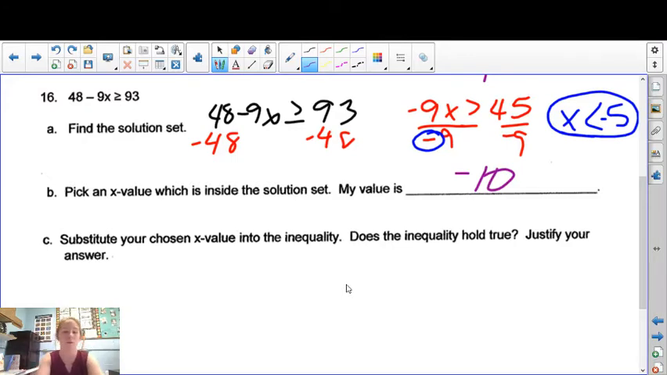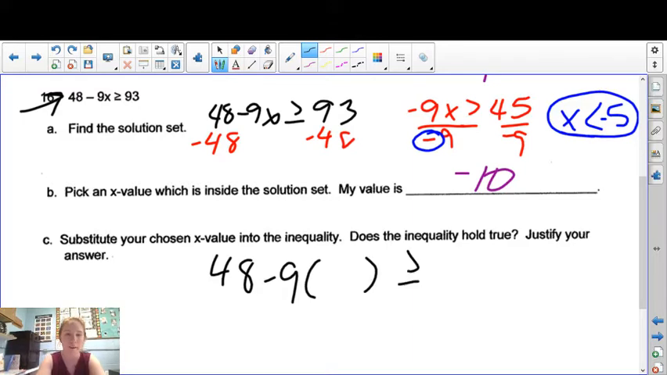Does the inequality hold true? Justify your answer. So we're going to basically plug in my -10 to see whether or not -10 is a valid solution here. So I have 48 minus 9x. Remember, we replace x with parentheses. I'm going to go back and in place of the parentheses, I'm going to write my choice of -10.